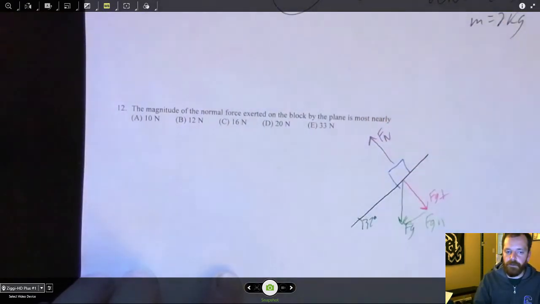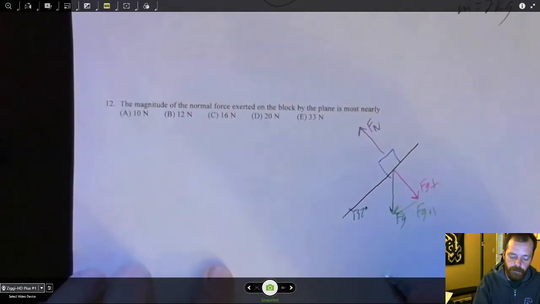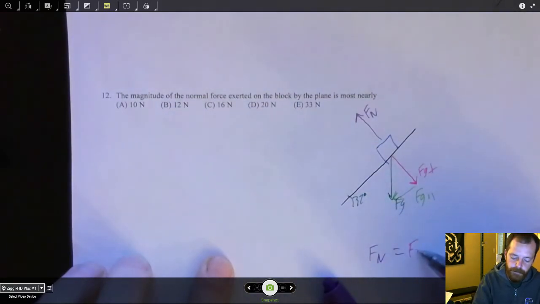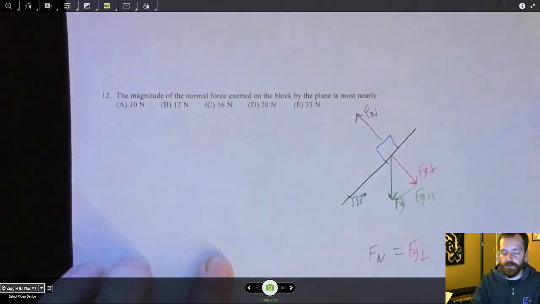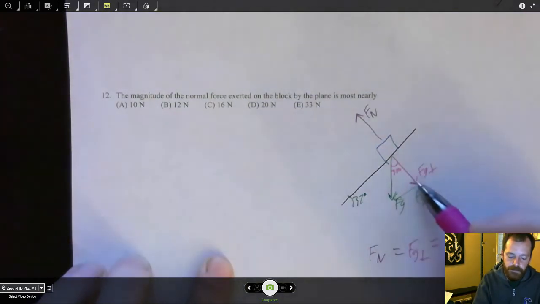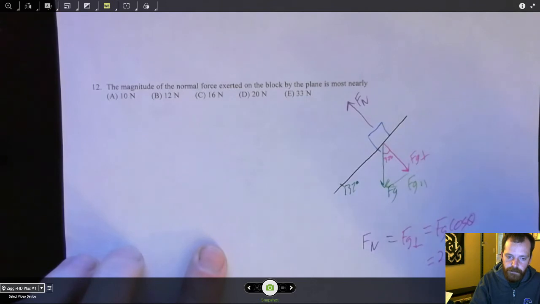And since this block is not accelerating up or down from the surface, right? It's not floating up in the air, it's not sinking down into the ramp. I should know that the normal force is equal to the perpendicular component of gravity. I should also understand that since this angle is also 37 degrees, that is equal to cosine times my hypotenuse, the weight. So FG cosine theta. And I know these values. The weight was given to me in the problem, so FG was already told to me to be 20 newtons.